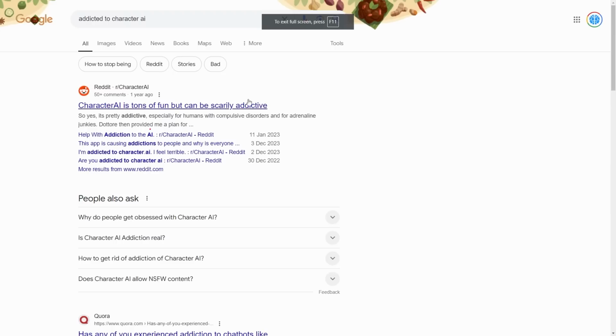And if you're thinking this is just a prediction, guys, some people are already addicted to Character AI, and this has been very prevalent, considering the fact that Character AI has gained users month over month and has been crazy with the younger demographic. You can see people here asking for help with addiction to Character AI. This app is causing addictions. Why is everyone, I'm addicted. Are you addicted? This can be scarily addictive.